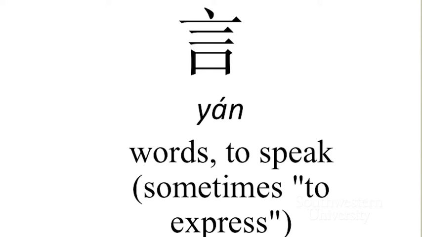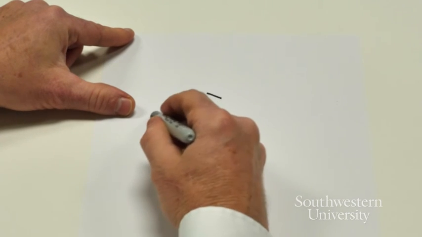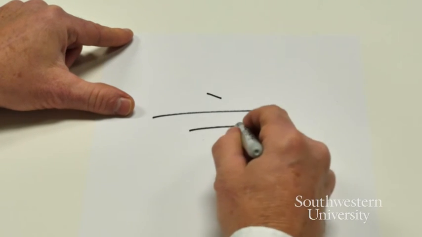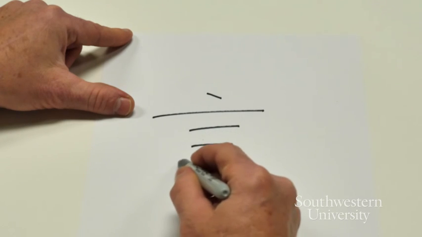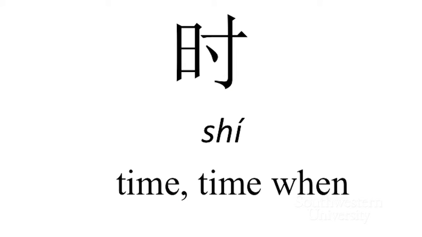And this next character, yen, speech, words, we've learned this several times already, so I won't go too much into depth on it. Dian, hung, hung, hung, and then the ko. Shi.